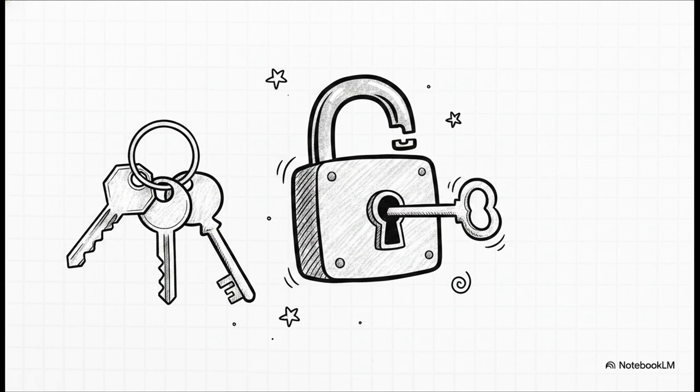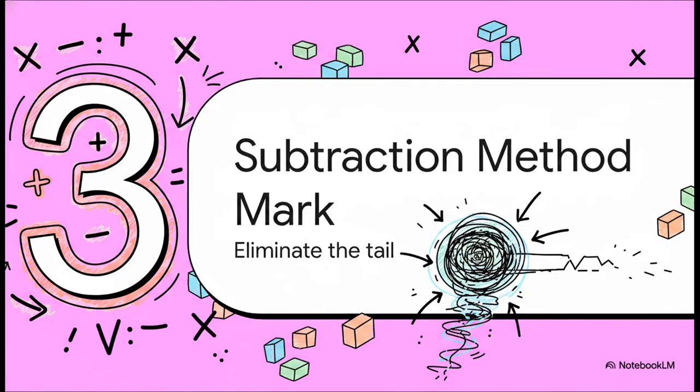You can write 10x equals 0.723723 recurring, or 100x equals 7.237237 recurring, or 1000x equals 72.372372 recurring, or 10,000x equals 723.723723 recurring. Any single one of those expressions puts you on the board. Section 3, the subtraction method mark.